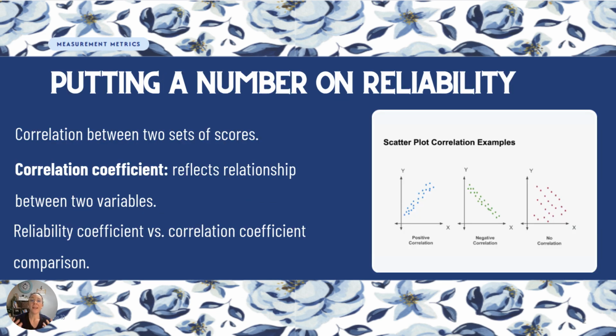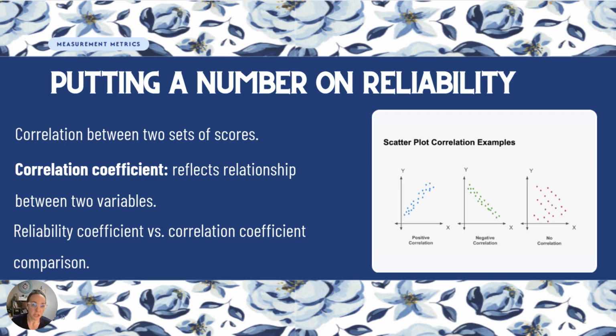So let's talk about putting a number on this reliability, because we often measure reliability with a number, and that's called a correlation. Right? We often use correlations to measure how reliable something is. So when you're working on your project or your portfolio, I'm going to be asking you to find that correlation, right? Find those values. A correlation tells us how strongly two things move together.